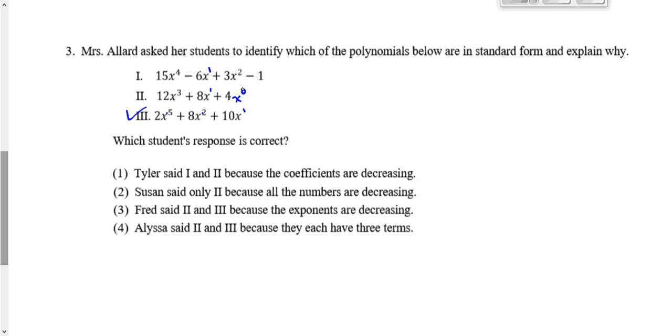What's wrong with the first one? They're not in order. 4 to 1, then back up to 2, and then down to 0 again, right? So there you go. So it was choice 3. Okay? Just a lot of definitional stuff here.